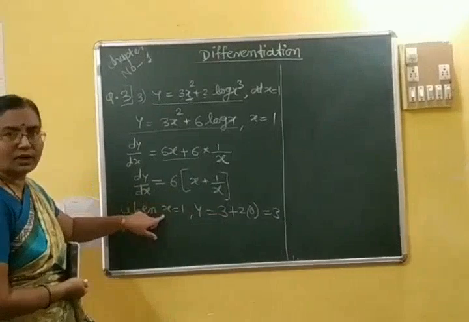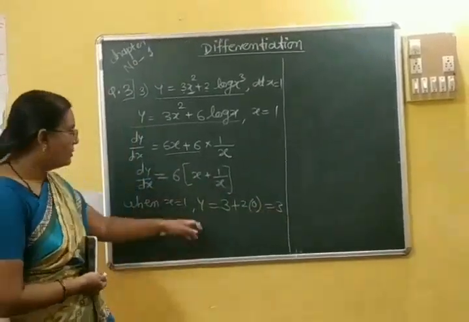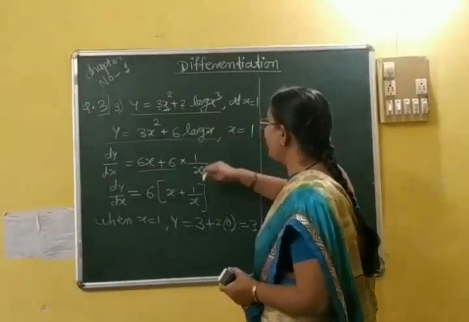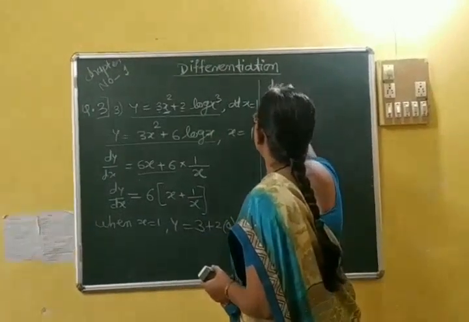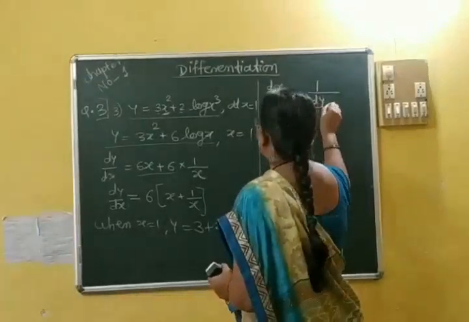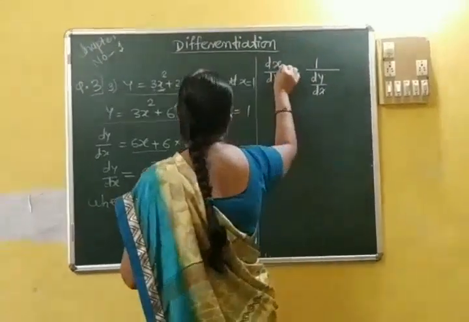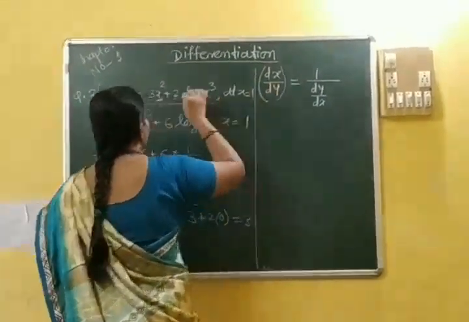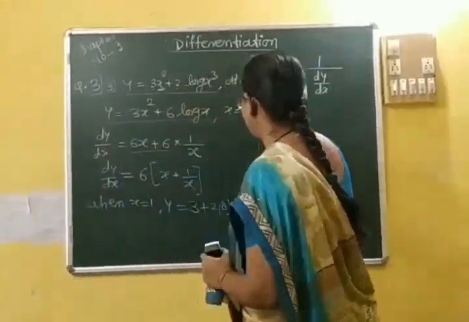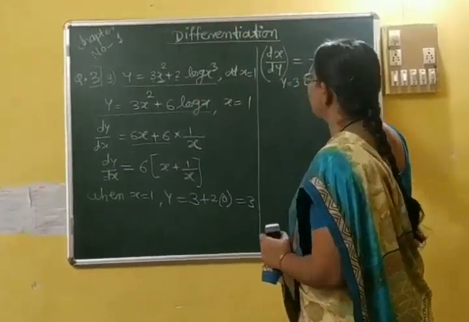Whenever x is equal to 1, then y is equal to 3. Let us take the inverse of dy by dx. Here dx upon dy is the inverse function's derivative, that is 1 upon dy by dx. dx upon dy is the inverse of dy by dx. Therefore, dx upon dy, where the value of y is equal to 3 whenever the value of x is equal to 1 is given to us.